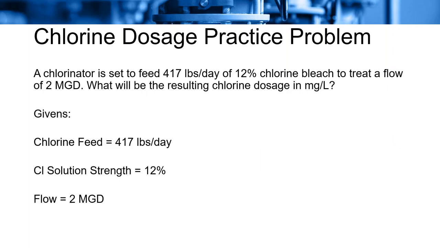So the first thing we do is set up our givens. We're going to have our chlorine feed. That's the first given, 417 pounds a day. The strength of our solution is 12%, and the flow that we're treating is 2 MGD.